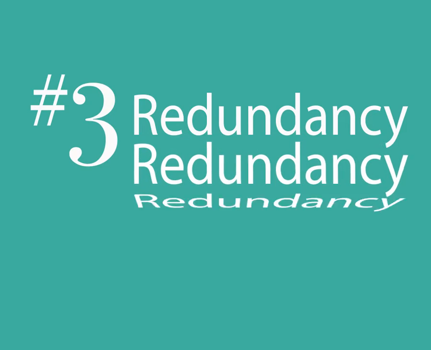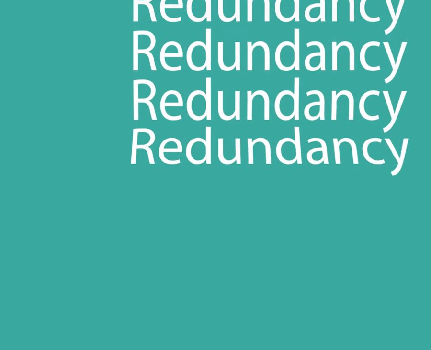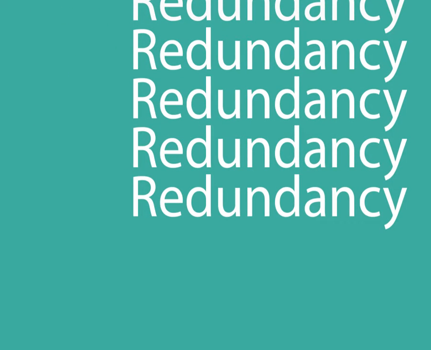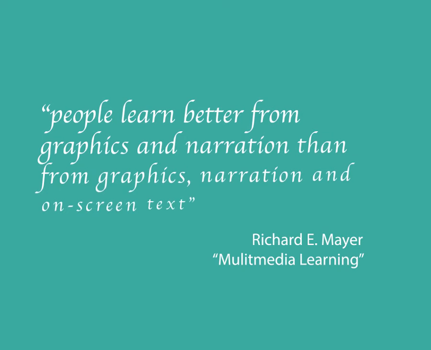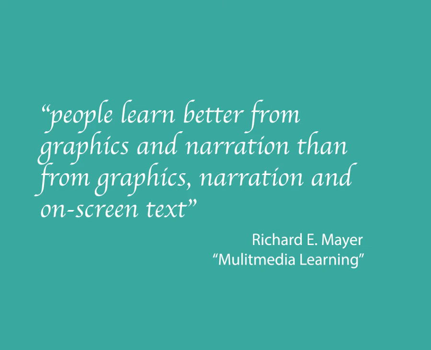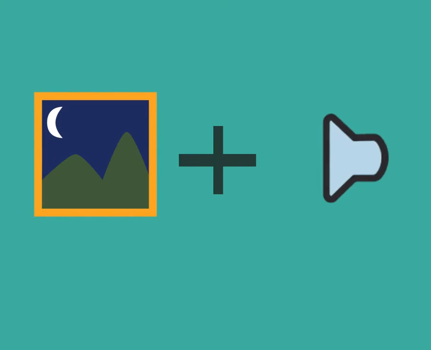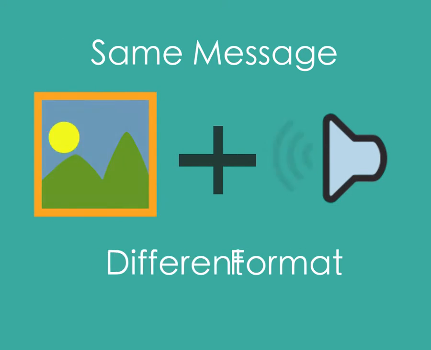Now, this doesn't mean to repeat something over and over and over until the learner actually remembers the material. In Richard E. Mayer's book, Multimedia Learning, he states that people learn better from graphics and narration than from graphics, narration, and on-screen text. And this is where the word redundancy comes into play, because by adding graphics and narration, you are repeating the message but in different formats.